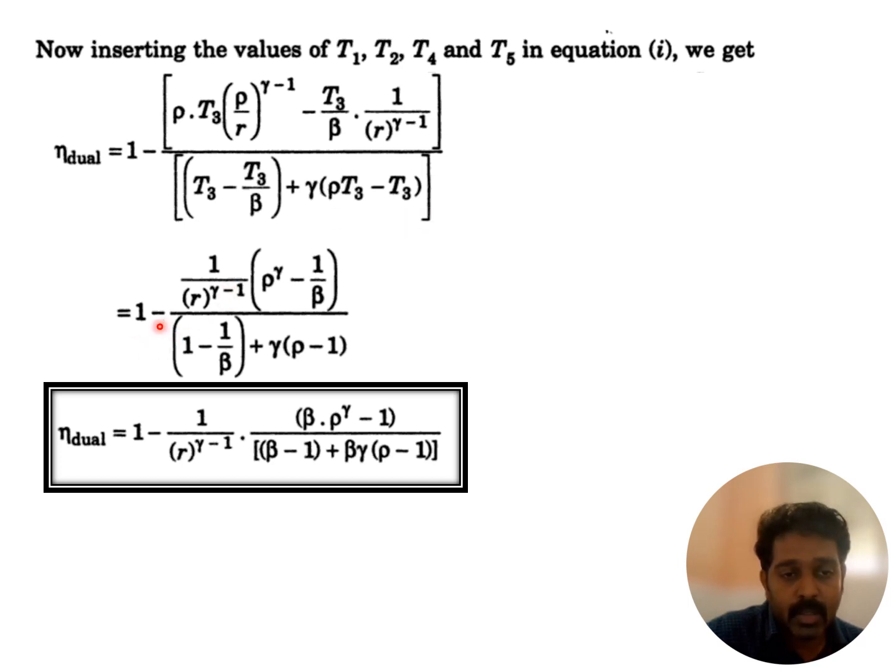Then we get 1 minus 1 by r power gamma minus 1 into rho power gamma minus 1 by beta, divided by 1 minus 1 by beta plus gamma rho minus 1. Finally, we get the efficiency of the dual cycle as 1 minus 1 by r power gamma minus 1 into beta rho the whole power gamma minus 1 divided by beta minus 1 plus beta gamma rho minus 1. So this is the final solution.